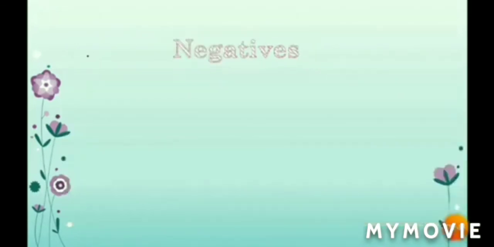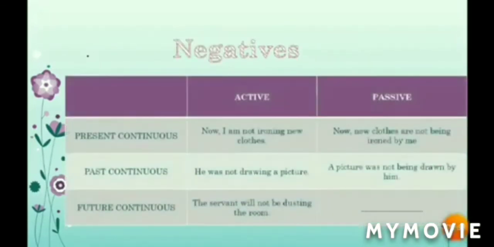Negative sentences. Present continuous tense, active voice: now I am not ironing new clothes. Passive voice: now new clothes are not being ironed by me. Past continuous tense: he was not drawing a picture. A picture was not being drawn by him. Future continuous: the servant will not be dusting the room. And there is no passive voice of future continuous.